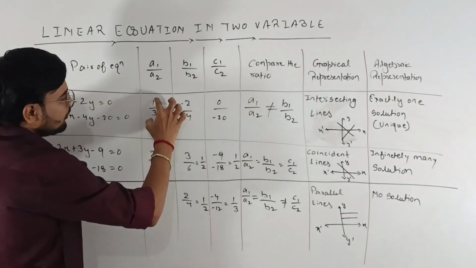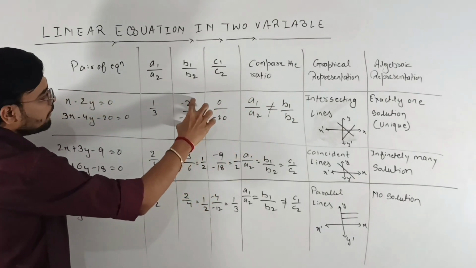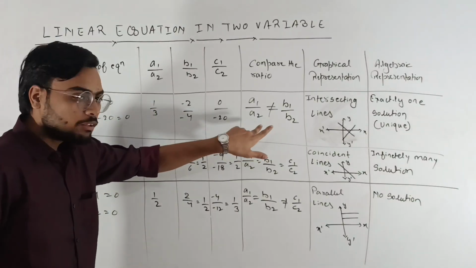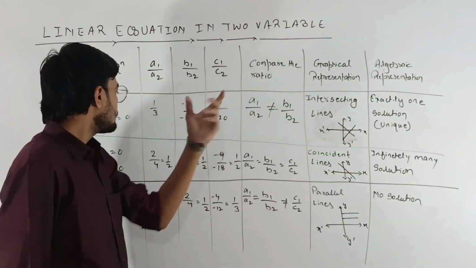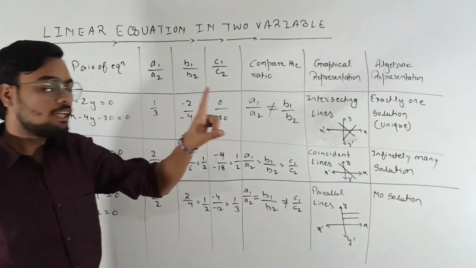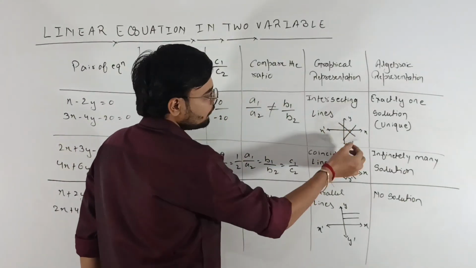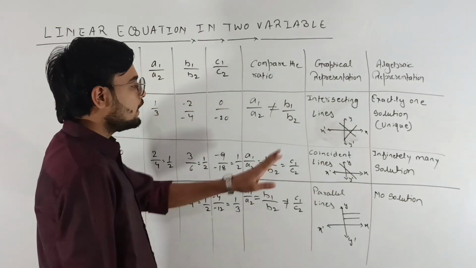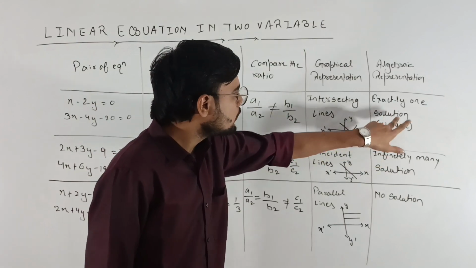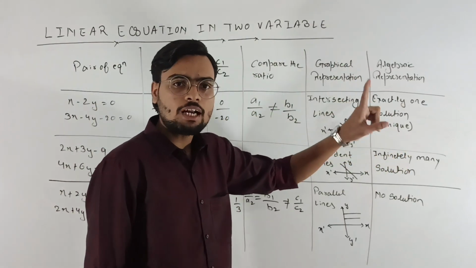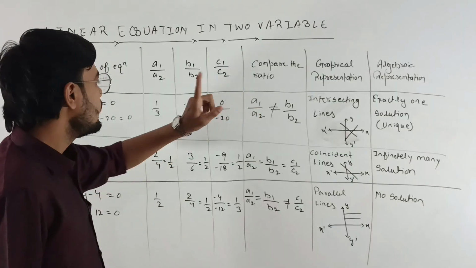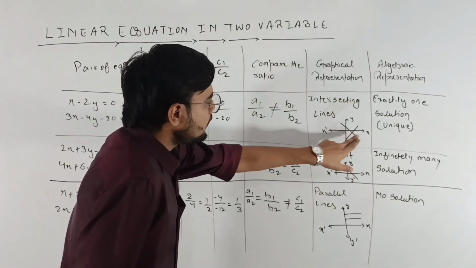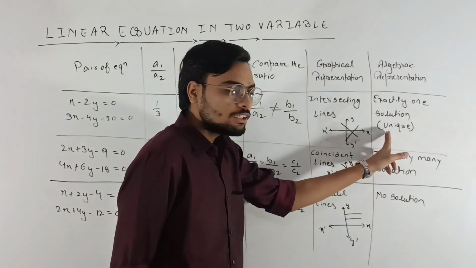Now compare the ratios. Look here, a1 upon a2, 1 upon 3, is not equal to b1 upon b2, which is minus 2 upon minus 4. In this case the graphs of this pair of equations intersect each other. Suppose this is the graph of the first and this is the graph of the second one, then they intersect each other, and in this case there is only one solution, and that solution is unique. So when a1 upon a2 is not equal to b1 upon b2, or when the lines intersect each other, we have only one unique solution.